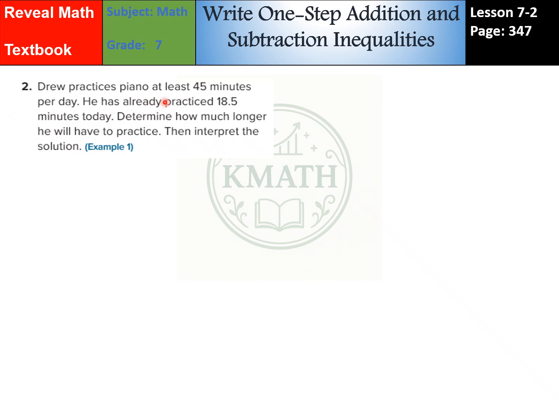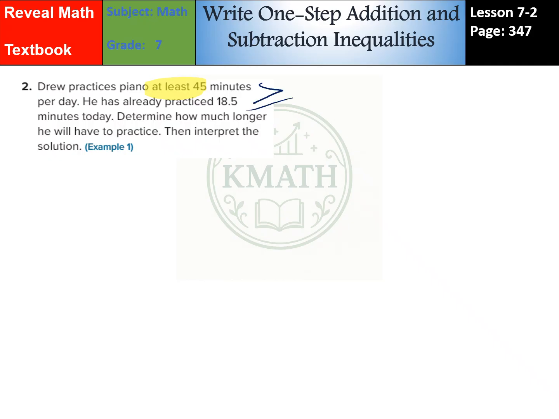Drew practices piano at least 45 minutes per day. He has already practiced for 18.5 minutes today. How much longer will he have to practice? Then interpret. If you look at the keyword, it is "at least." And what is the meaning of at least? At least means greater than or equal to.